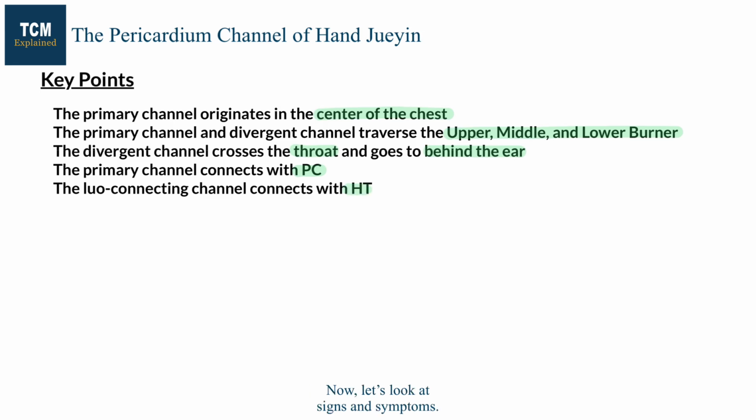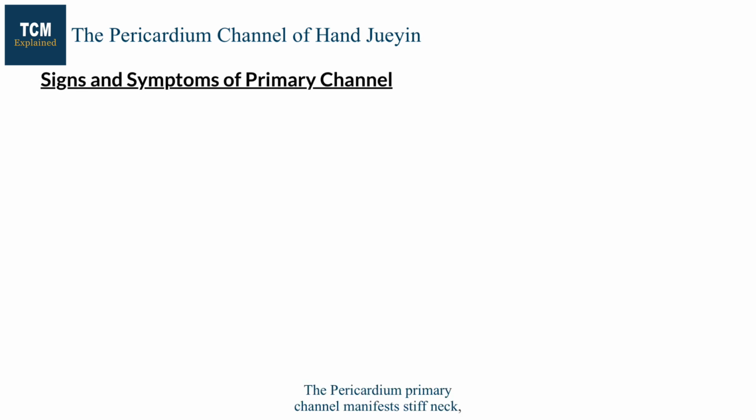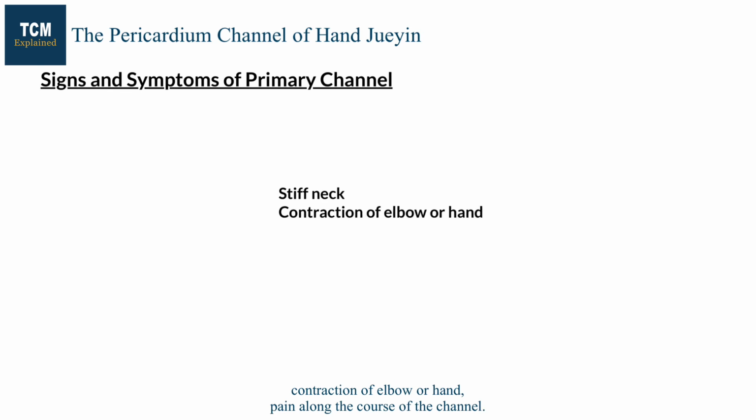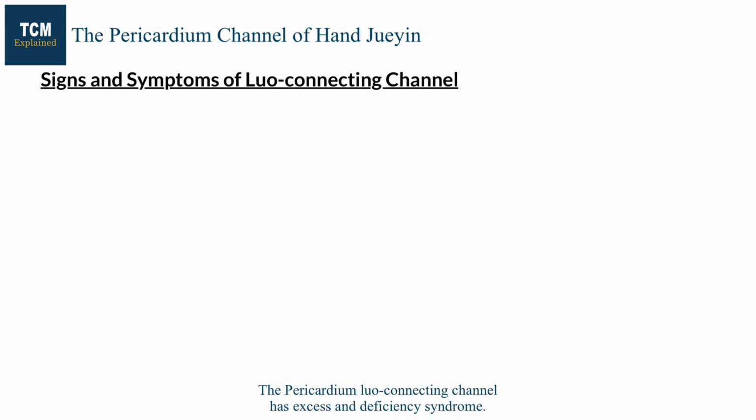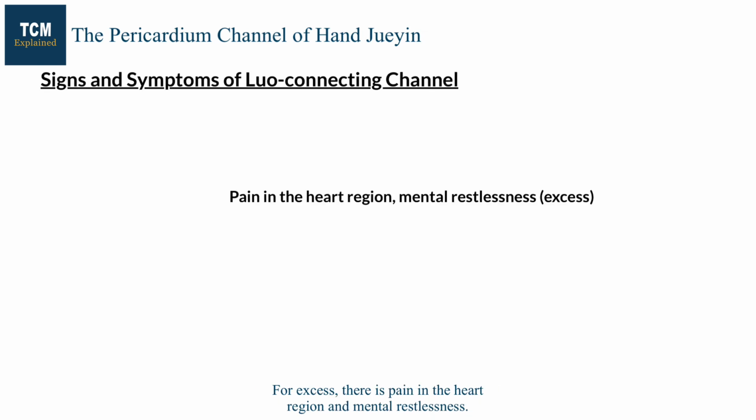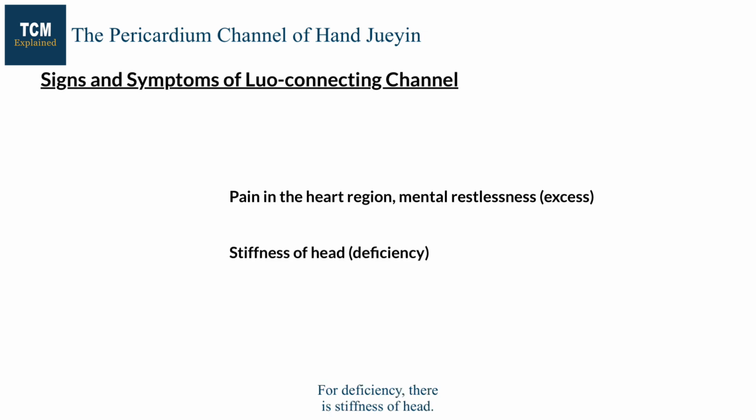Now let's look at signs and symptoms. The pericardium primary channel manifests stiff neck, contraction of elbow or hand, pain along the course of the channel. The pericardium luo-connecting channel has excess and deficiency syndrome. For excess, there is pain in the heart region and mental restlessness. For deficiency, there is stiffness of head.